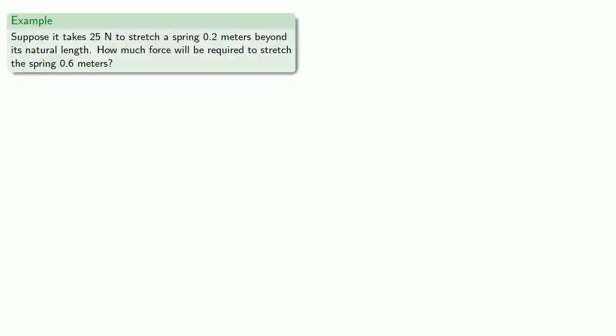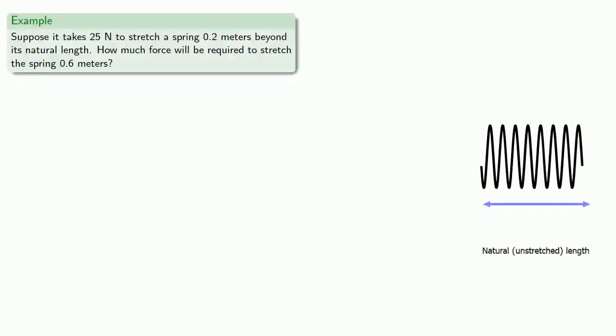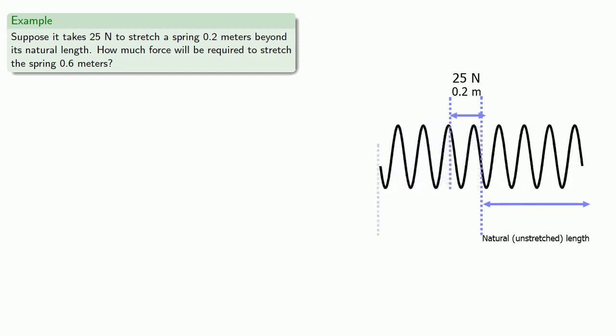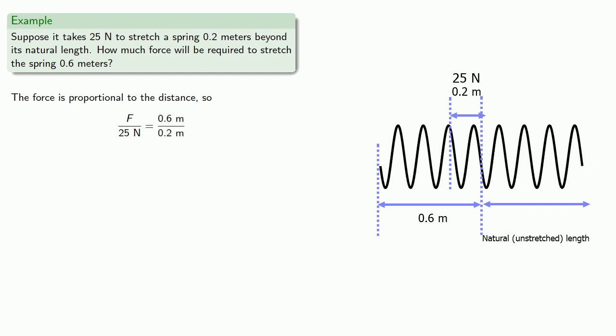For example, suppose it takes 25 newtons to stretch a spring 0.2 meters beyond its natural length. How much force will be required to stretch the spring 0.6 meters? If force is proportional to the distance, so the force is to 25 newtons as the distance, 0.6 meters, is to 0.2 meters.